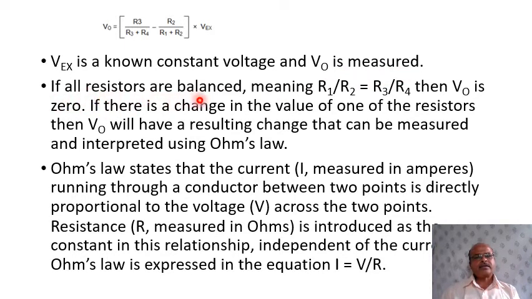If all resistors are balanced, meaning R1 by R2 is equal to R3 by R4, then V0 is 0. If this ratio is equal, the output voltage is 0. If there is a change in the value of one of the resistors, then V0 will have a resulting change that can be measured and interpreted using Ohm's law. So if there is any change in resistance, then V0 also changes.